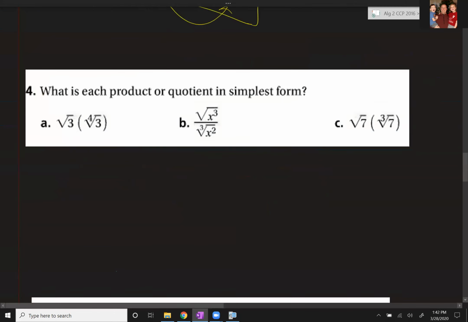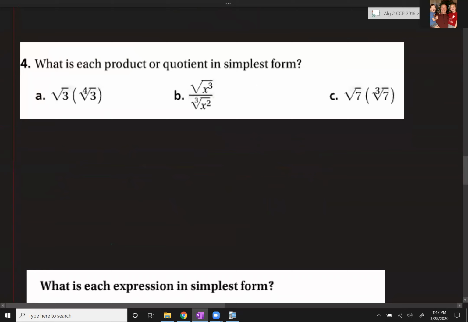All right, we're going to write each one in simplest form. So we have 3, and this is the square root, so it's the 1/2 power. We want to multiply it by 3. The 4th root is the 1/4. I have the same base, and I'm multiplying, so I'm going to add those together. So what's 1/2 plus 1/4? Well, 1/2 becomes 2/4, right? 50 cents plus a quarter, so we're looking at 3/4. So it's 3 to the 3/4.